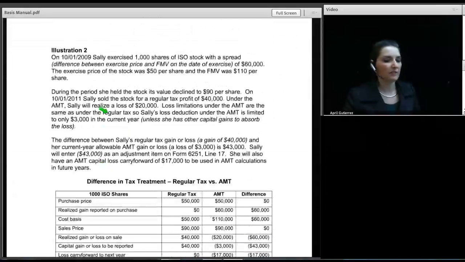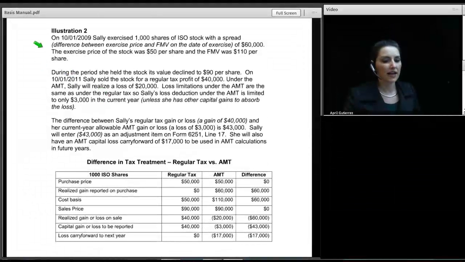Now let's look at what happens if you sell at a loss, which can happen. In our second illustration, we have Sally, who exercised $1,000 of ISOs.